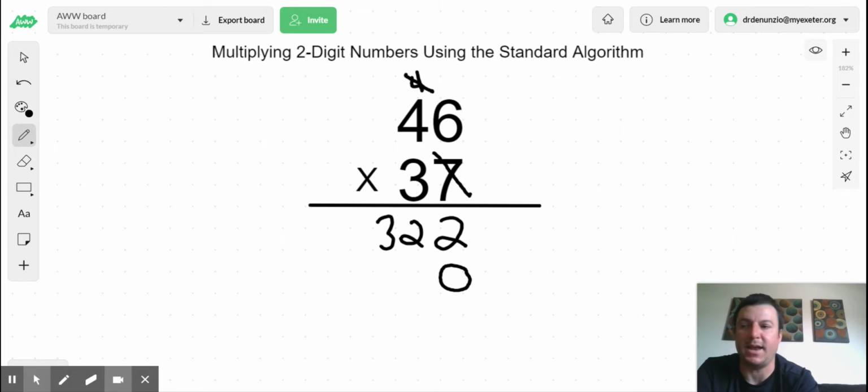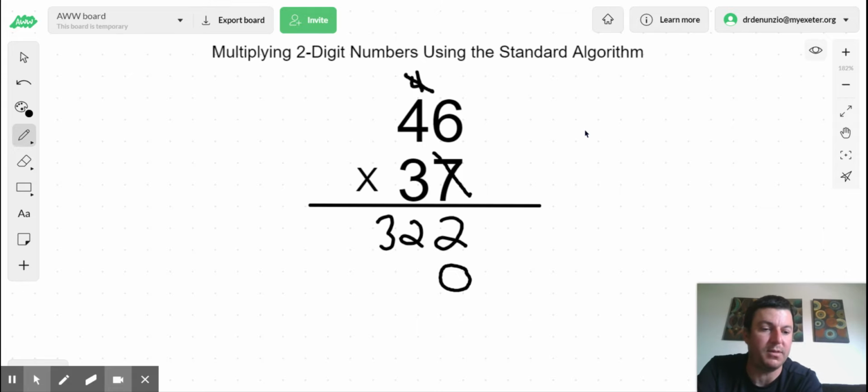The reason why you do that is because the next problem that you're doing is 46 times 3. But it's not really 3, it's 30, right? That 3 isn't a 3, it's actually a 30. So here is your 30, 3, 0. That's why we drop a 0. Hopefully that makes sense. And now you're going to solve the problem just like we did with 46 times 7, except this time we're doing 46 times 3.